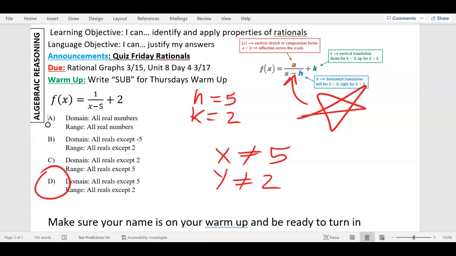What I want you to do is make sure your name is on it. Okay, pass to the front. If you're absent today, put absent.